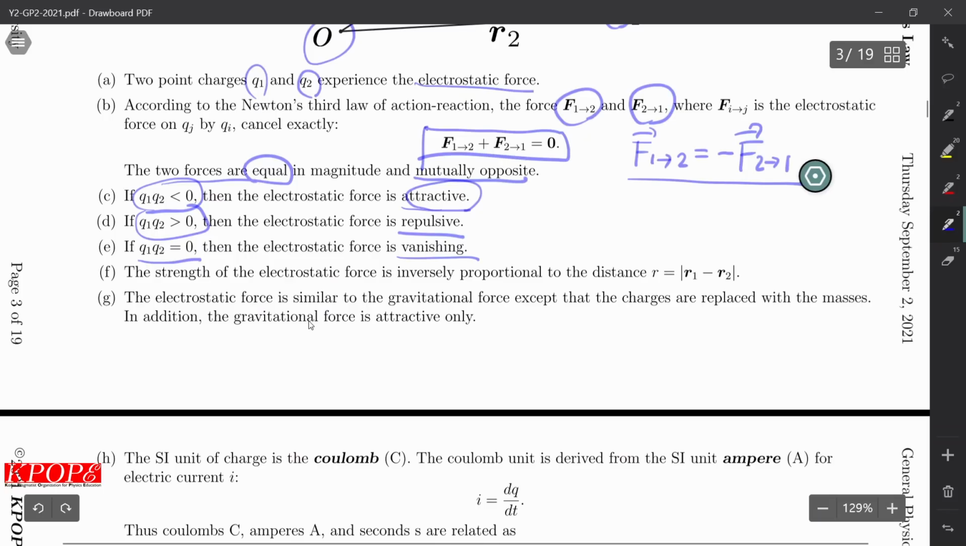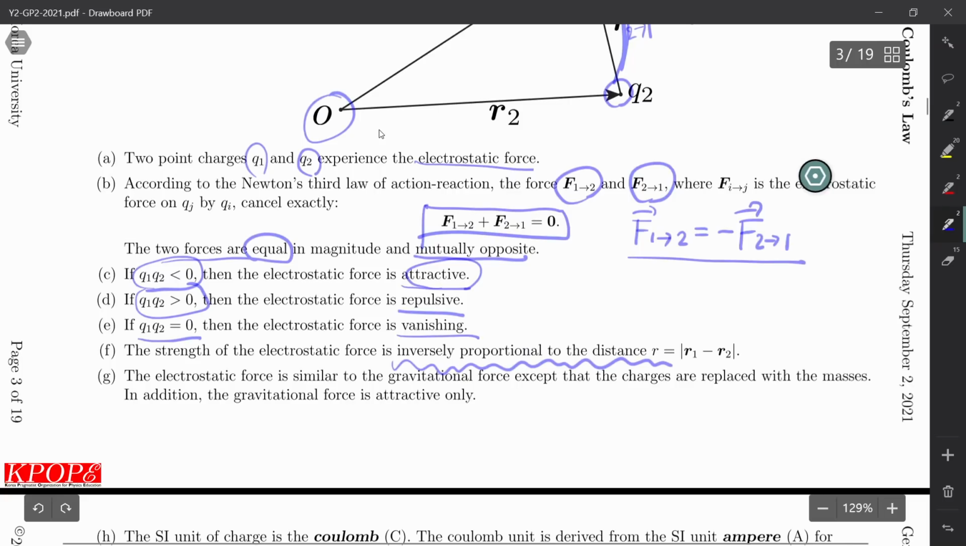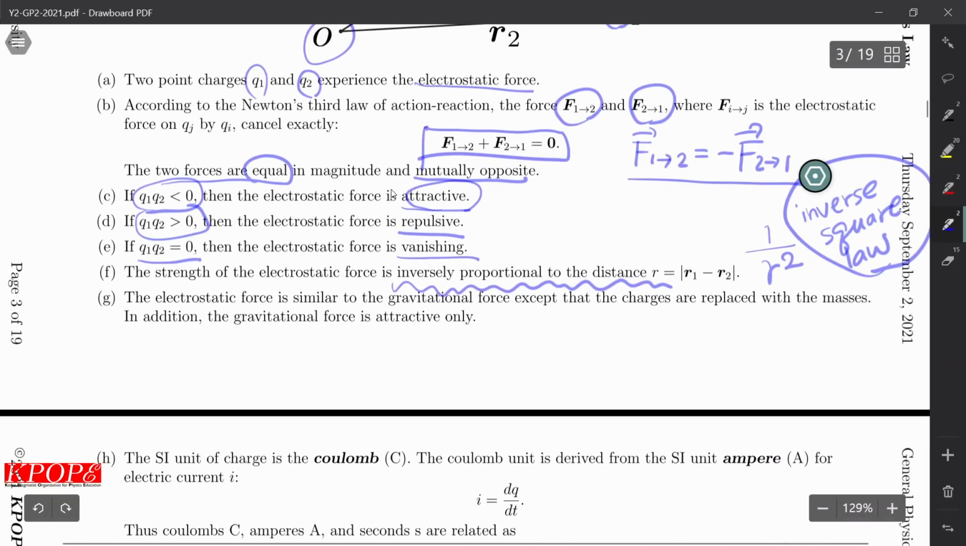The strength of the electrostatic force is inversely proportional to the distance between the two charged particles. More exactly, the strength is inversely proportional to r squared. So it follows the inverse square law. This is the same as the gravitational force.